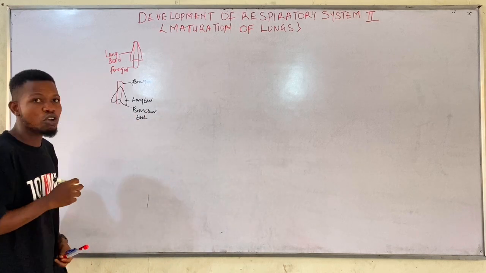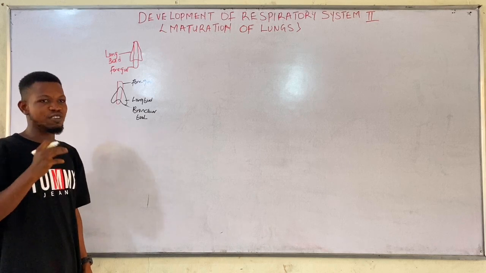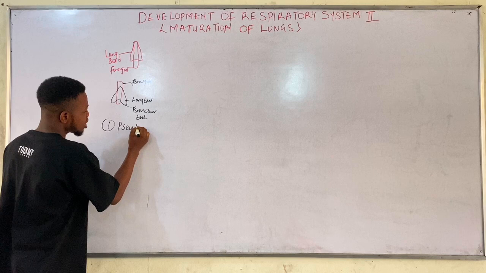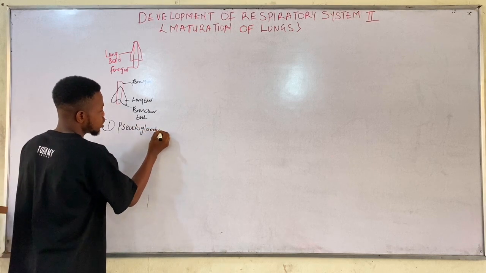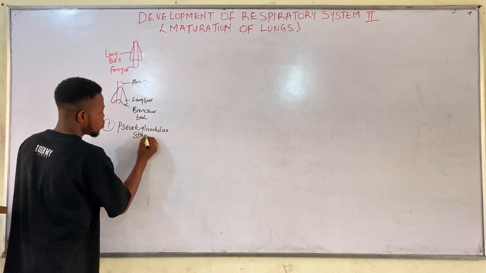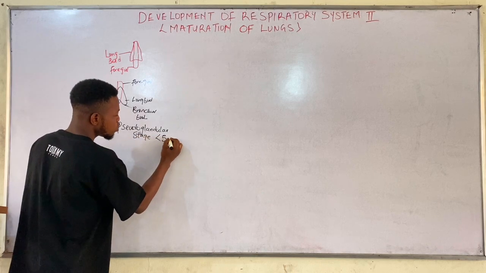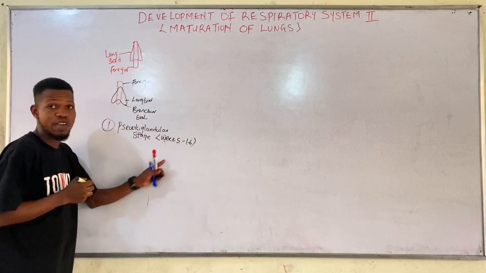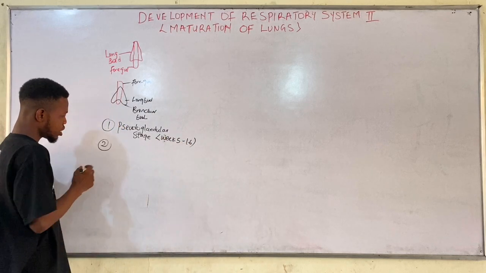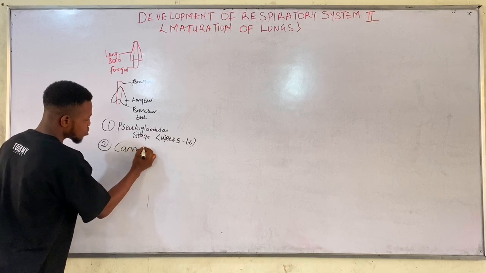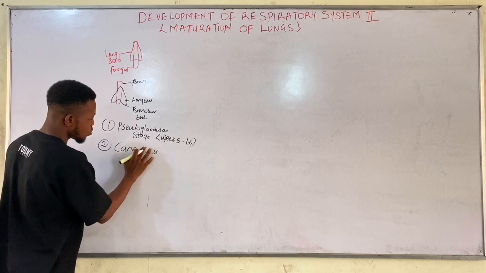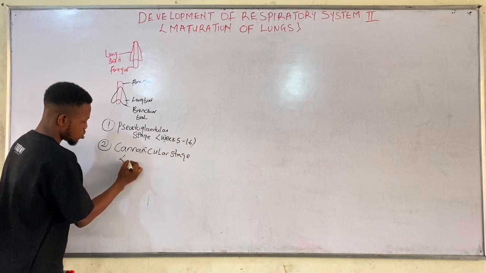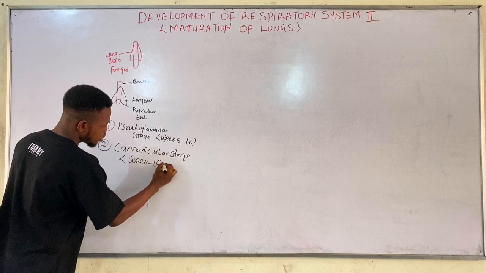So in the maturation of lung, there are 4 stages involved. The first stage is what we call the pseudoglandular stage, which occurs from week 5 to week 16, though it varies. Number 2 is the canalicular stage, which is week 16 to 26.